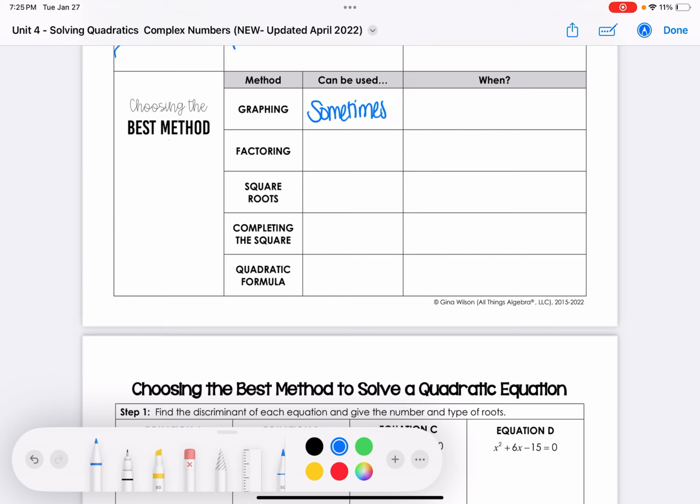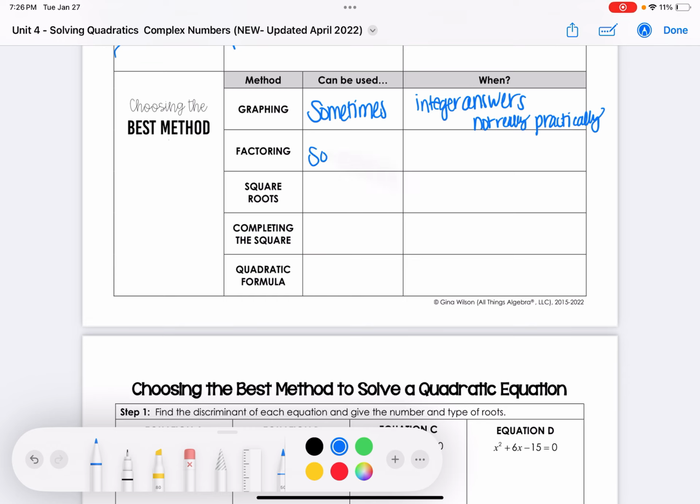Solving with graphing is going to be best when your roots, your x values, are integers, specifically when they're whole numbers. You can do a fraction, like 0.5, on the graph, but it gets a little hairy. But that's when graphing is going to be best. In reality, graphing is not really practical. If you ask me to solve a quadratic, I'm never going to whip out some graph paper and solve it for you that way. I'm going to try one of the other options first, okay?